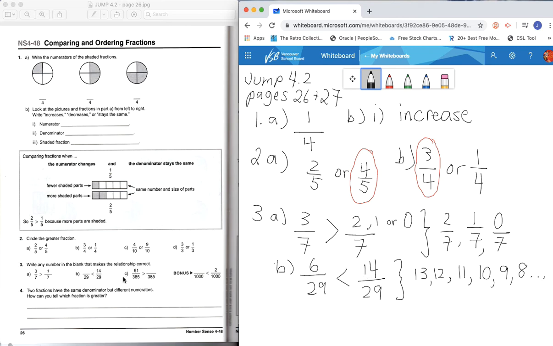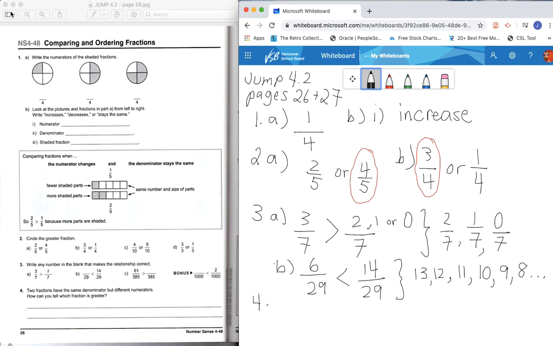All right, so your job is to do C and the bonus. And then number 4, two fractions have the same denominator but different numerators. How can you tell which fraction is greater? So remember what I told you? This is your giant hint. Numerators are the top numbers. What do you do with the top numbers? What do you look for? Okay, so that is your hint to write your answer in number 4 in a complete sentence, please.